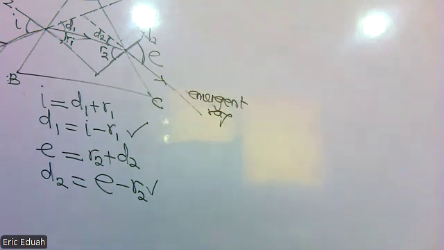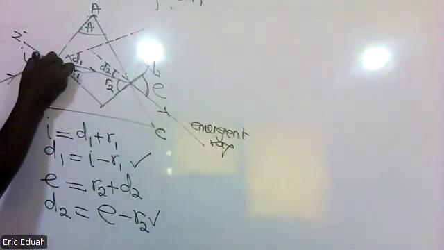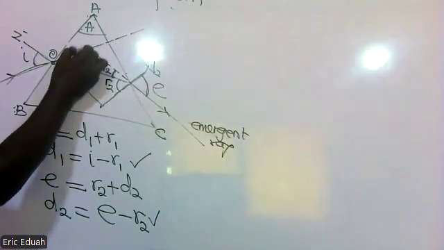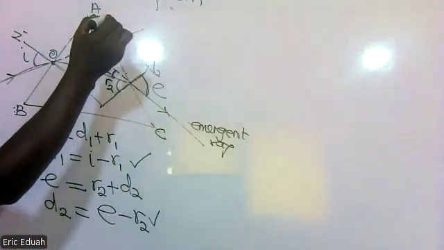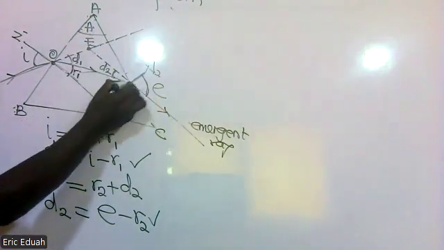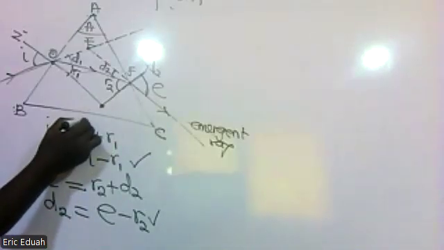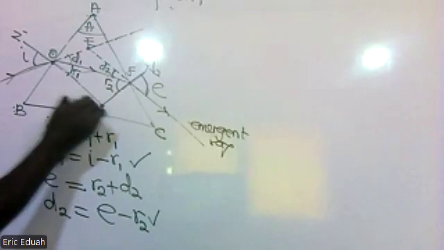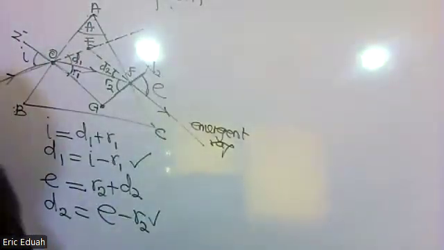Okay, now this is a point O, E, a point F, and a point G. Please open your eyes. We are going to derive important relations.